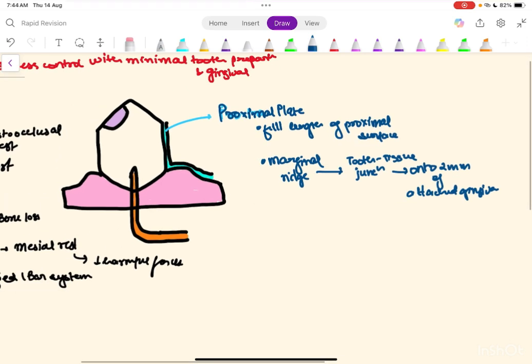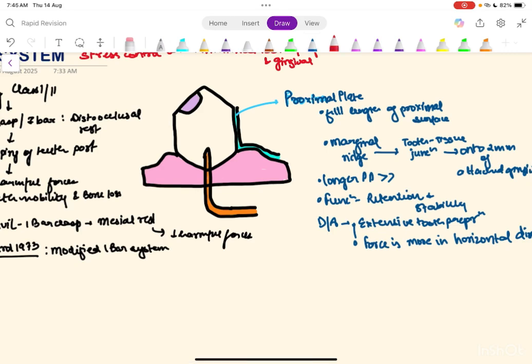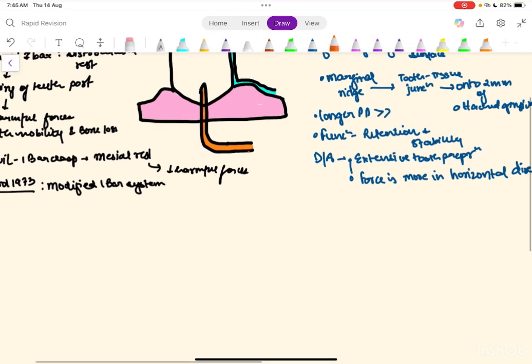Now usually we prefer a longer proximal plate. Function is retention and stability. Disadvantages are extensive tooth preparation, and force is more in the horizontal direction. Now let's come to the second part, which is our I-bar clasp. So this is our I-bar clasp.